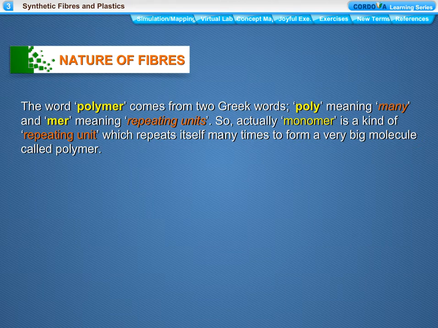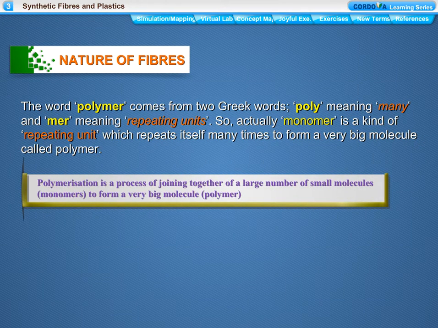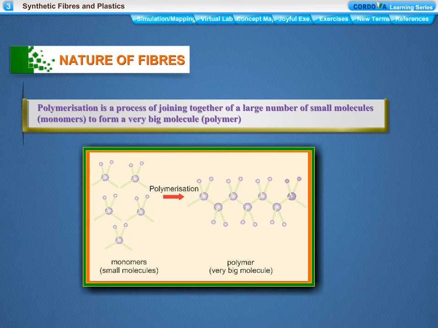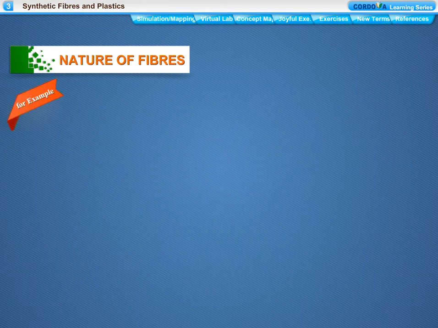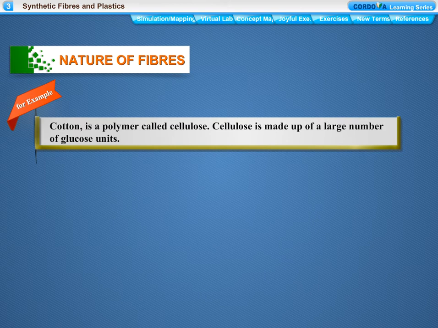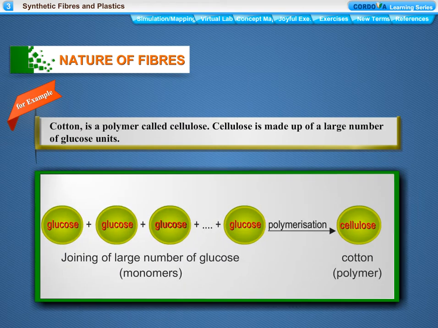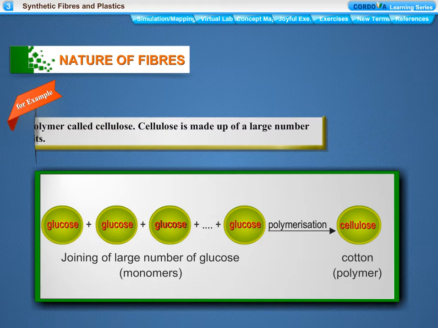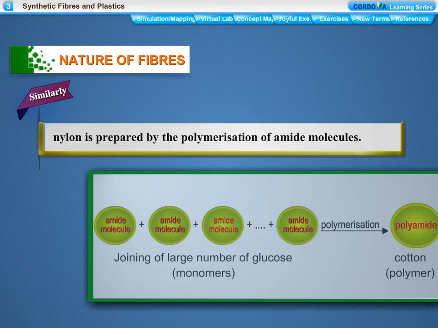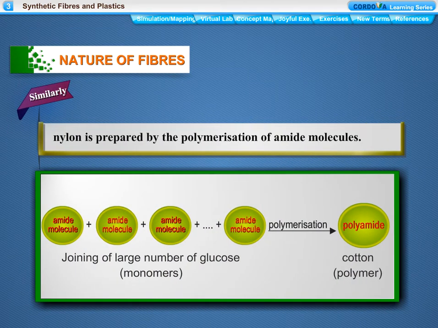So actually, monomer is a kind of repeating unit which repeats itself many times to form a very big molecule called polymer. Polymerization is a process of joining together of a large number of small molecules, monomers, to form a very big molecule, polymer. Cotton, for example, is a polymer called cellulose. Cellulose is made up of a large number of glucose units. Similarly, nylon is prepared by the polymerization of amide molecules.